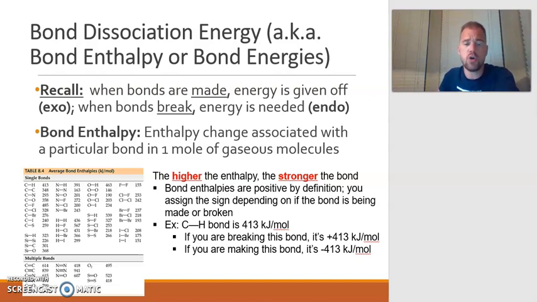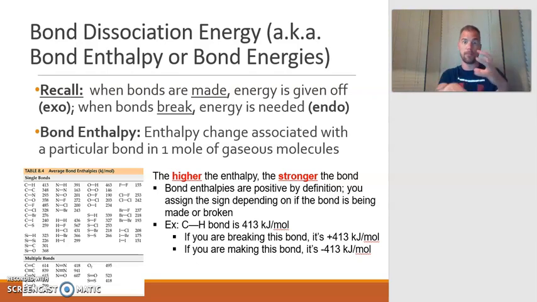And so notice in the table, if you can see it anyway, bond enthalpies are always positive by definition, because it just depends what you're doing. Are you making that bond or are you breaking that bond? For example, this is the very first one. It's the carbon-hydrogen single bond. It's listed as 413 kilojoules per mole. If the carbon-hydrogen single bond already exists and I want to break that bond, it's going to take positive 413 kilojoules per mole to do it.